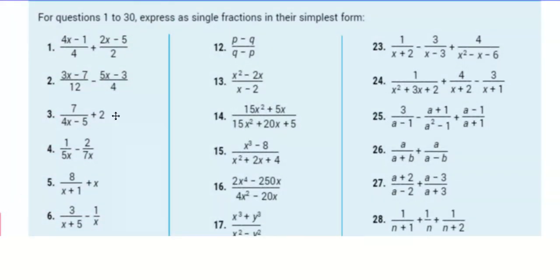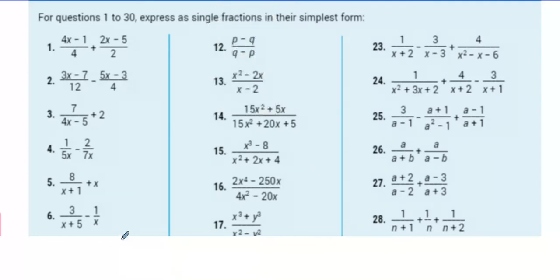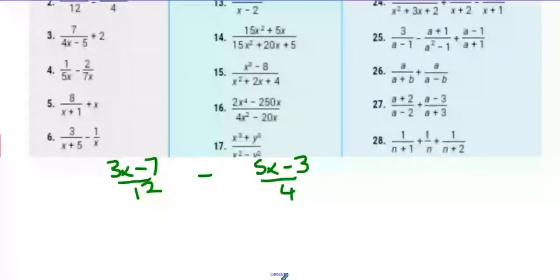All right. So what we're going to do first is I'm going to do question 2, 3x minus 7 over 12, and then underneath there is going to be minus 5x minus 3, all right? Basically, you would have done these at junior cert. You have to make sure that the bottom number is always the same. You have to make sure that the denominator is the same.